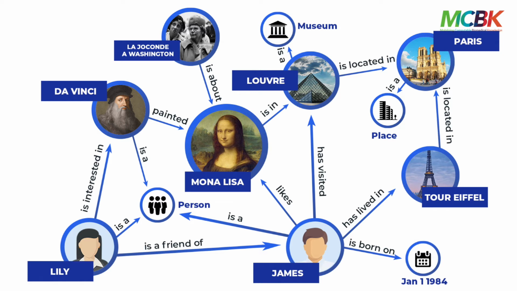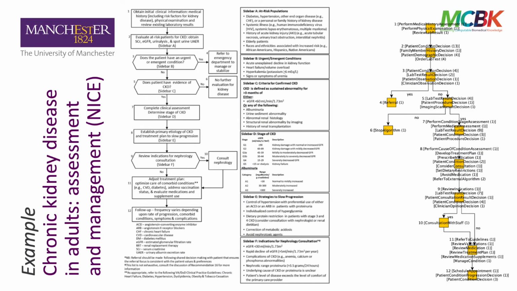Knowledge graphs like these are nowadays used extensively by large tech corporations like Google, Microsoft, and Amazon. For instance, when Google returns search results, it consults its knowledge graph to enrich them. So here's an example of NICE guidance on the assessment and management of chronic kidney disease in primary care, and it's been translated into a knowledge graph.